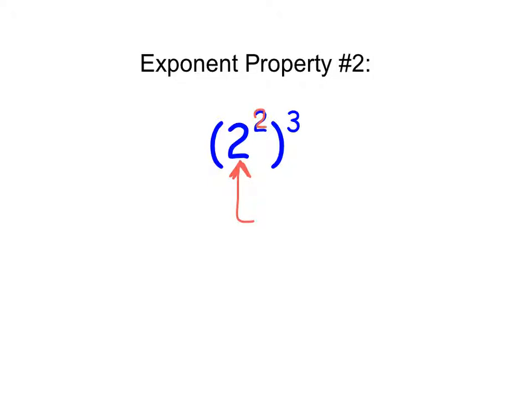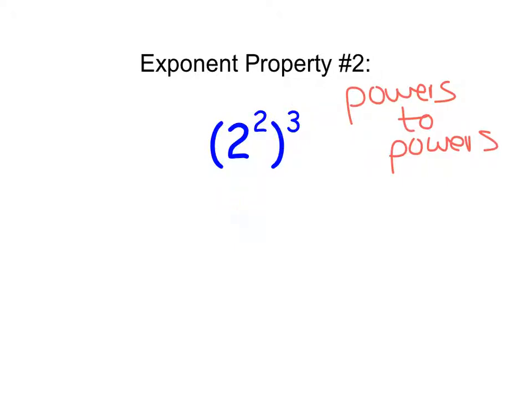And then what's happening is instead of having another base, we have a set of parentheses, and this power of 2 is raised to another power of 3. So it's as if that 2 has a power, and then that power is raised to another power. And I like to call this powers to powers, because you see multiple powers right next to each other. So we're going to dissect what's really happening here and see if we can come up with a shortcut to help us rewrite this in a different way.